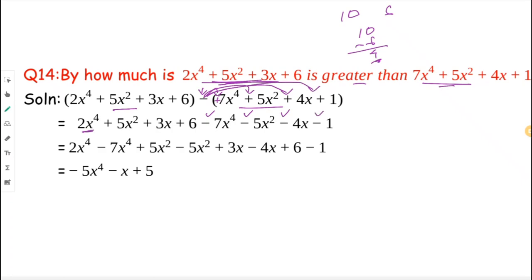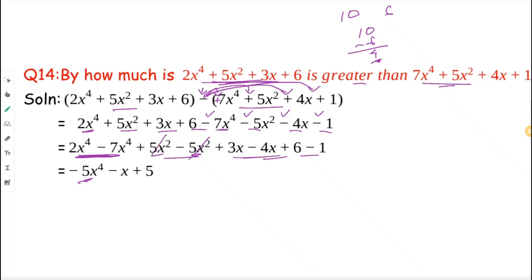So x to the power 4, x to the power 4 together, x square together, x together, numbers together here, right? So when you look at this, 2x^4 minus 7x^4, you can see minus is greater, right? 2 minus 7, I'll get minus 5x^4. This is plus, this is minus. They're same, so I can just subtract them. I'll get 0 directly, right?